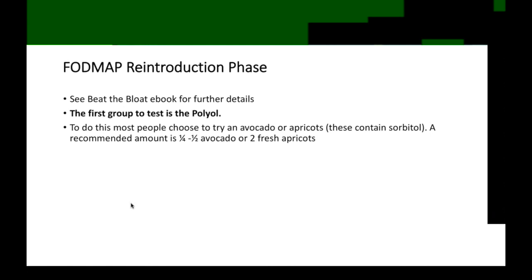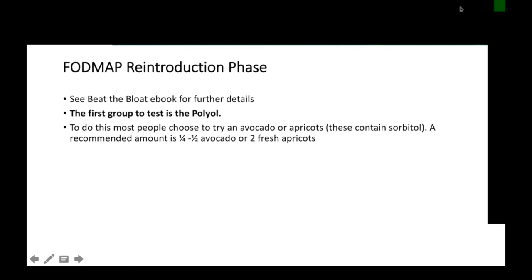This tends to be because these tend to be more easily tolerated by people rather than something like the GOS or the fructans. And you normally do a test. So the test is often something with high sorbitol. So this would be a quarter or half an avocado or 2 fresh apricots, or around about 4 dried apricots.